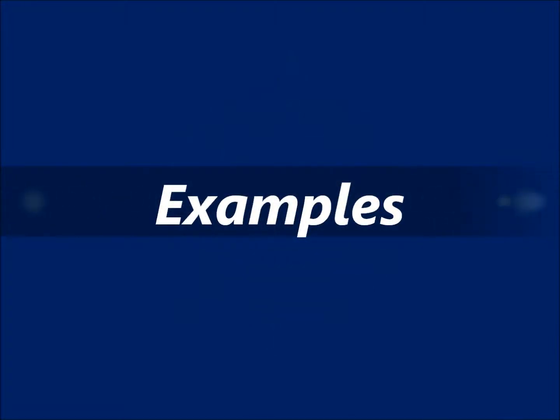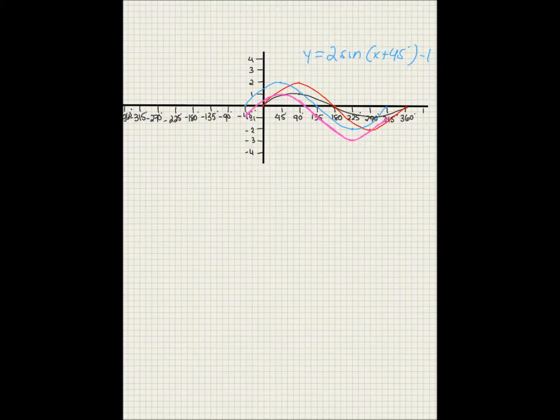So let's see some examples. We have y equals 2 sine (x plus 45 degrees) minus 1. So in black, it's the original sine graph, and in pink, it's the y equals 2 sine (x plus 45 degrees) minus 1. As you see, there will be a vertical stretch by a factor of 2. You're going to move the graph to the left 45 degrees because it's a positive and it's always the opposite. And we're going to move the graph 1 unit down because it's a negative. So the red graph has been stretched by a factor of 2. The blue graph has been moved 45 degrees to the left, and the pink graph has been moved 1 unit down.